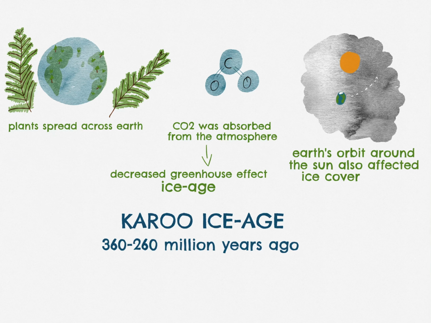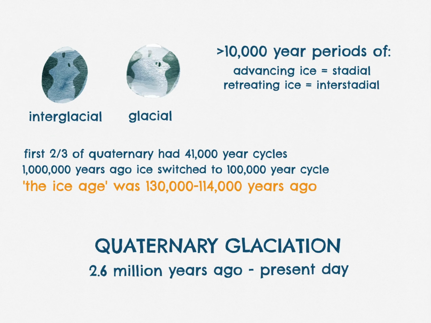The Karoo Ice Age occurred in two distinct periods of ice cover. During the Carboniferous, plants spread over the land and absorbed CO2 from the atmosphere and released oxygen. The greenhouse effect weakened and an ice age was triggered. There is evidence that the ice cover fluctuated in cycles, driven by Earth's orbit around the Sun. These cycles also affect present-day ice cover. The Quaternary glaciation started 2.6 million years ago and is still going on.